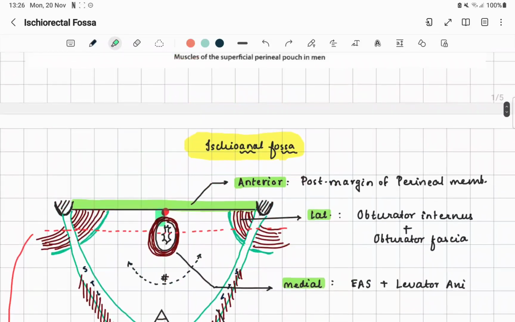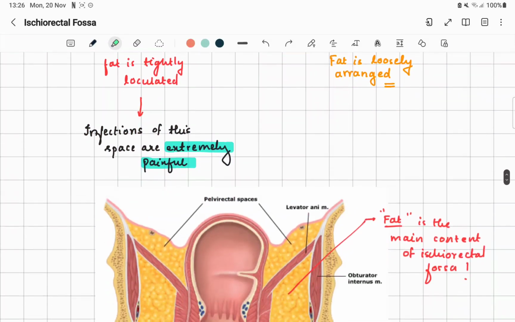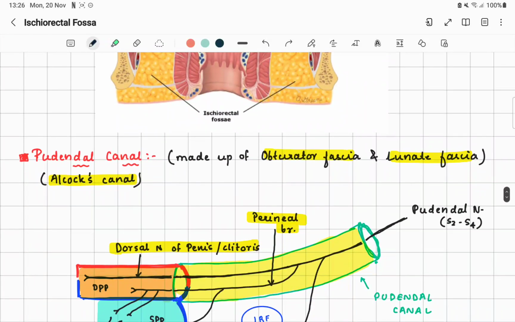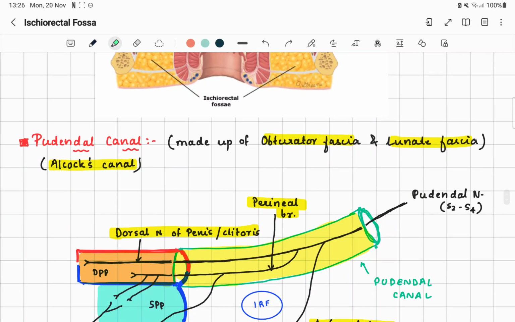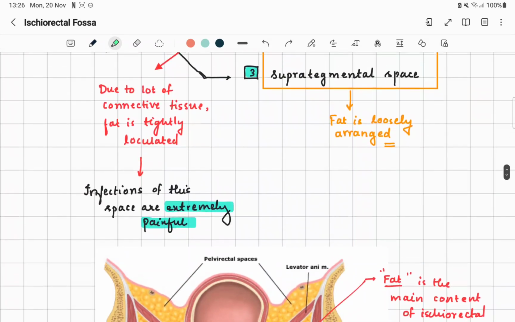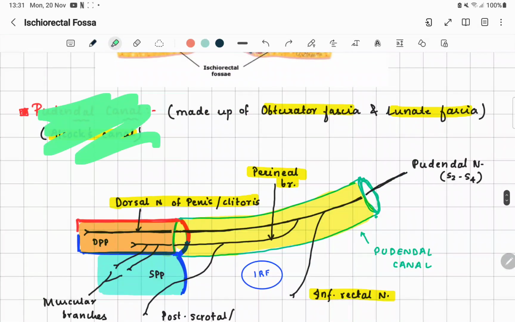So this was about the ischioanal fossa. We talked about the ischioanal fossa or the ischiorectal fossa. Don't get confused, they are the same thing. Ischioanal fossa and ischiorectal fossa are the same. We have completed our ischiorectal fossa. After that, now let's talk about your pudendal canal, which is also called Alcock's canal.